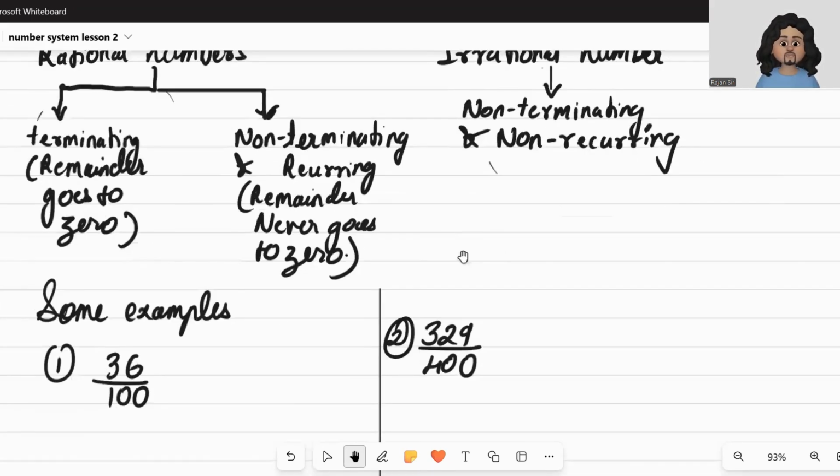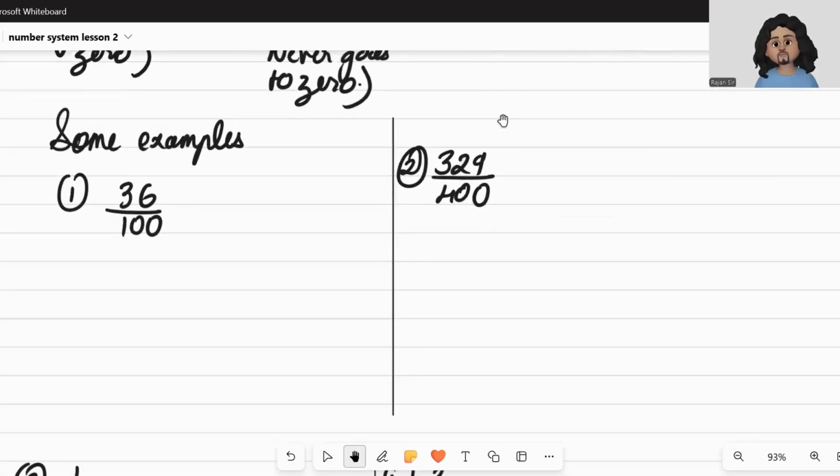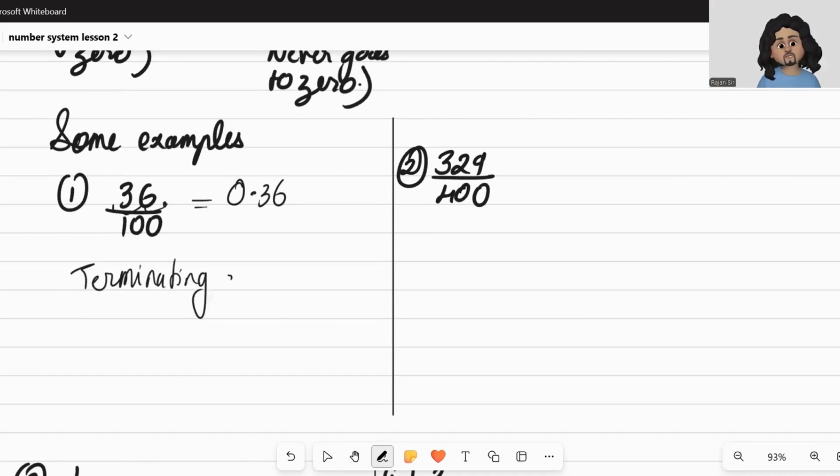So here are some examples that we should do today. We have 36 by 100. So when we are dividing 36 by 100, we can easily do this by putting a point over here, and since there are two zeros, you can just move it two places. So this is 0.36. What kind of decimal expansion is this? This is obviously a terminating decimal expansion. As you can see, there's nothing repeating over here.